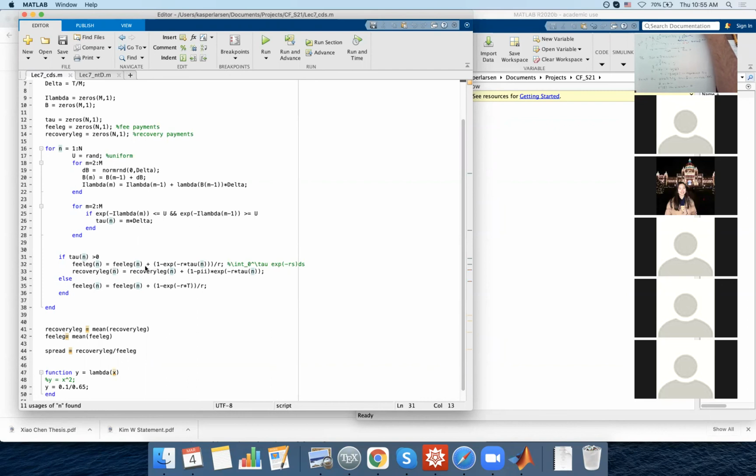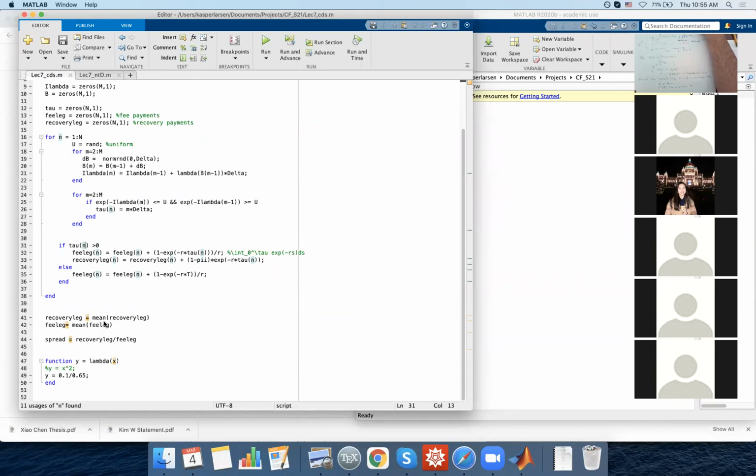For the fee leg, I get whatever the fee I had before, and I just discount back. This is this integral. I'm just discounting $1 back. Same thing for the recovery. If there is a default in the period, then the recovery leg is going to get increased by this 1 minus pi. And of course, if there's no default, I just end up paying the fees. And so I take the mean and the average, and I run it, and see what we get.